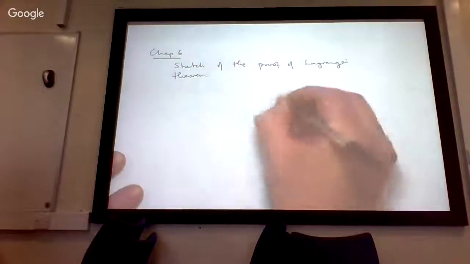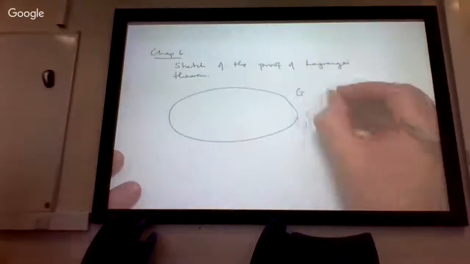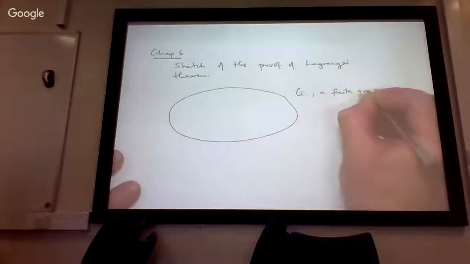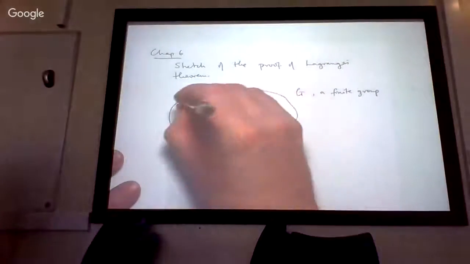Okay. The idea isn't too complicated. Okay. So here's a finite group, and it's got a load of elements in it, okay?